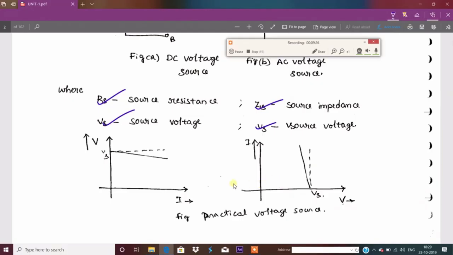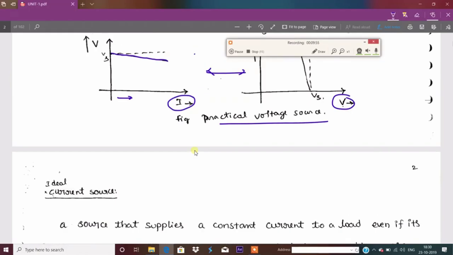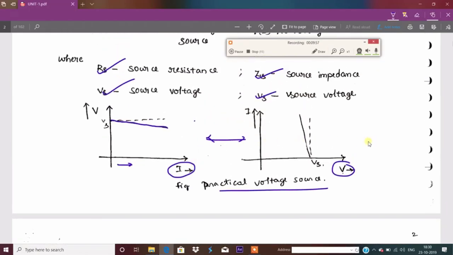Here are the practical voltage source characteristics. If I take current as the reference or voltage as the reference, both the graphs are similar. When the reference changes, the graph orientation also changes. So if I am increasing the current, what will happen here? Due to the internal resistance of the voltage source, a voltage drop appears and the voltage decreases, not much, just somewhat. So this is the characteristics of a practical voltage source. I hope you understand what exactly the ideal and practical voltage sources are.